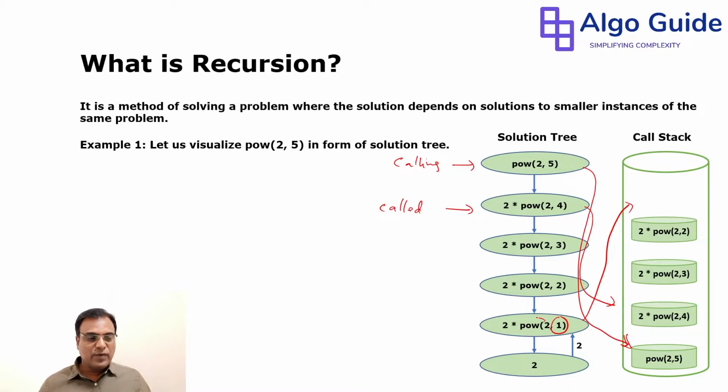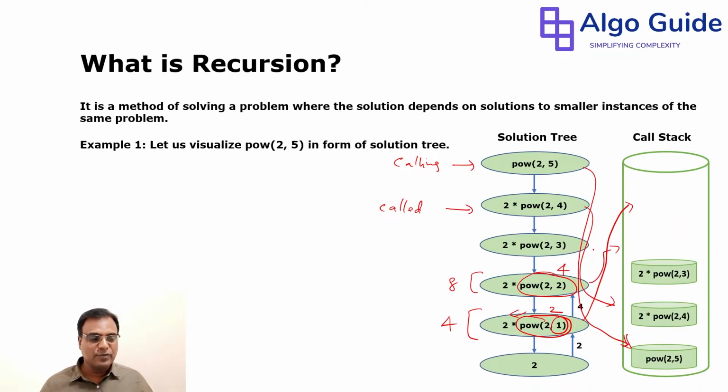And this value 2 is multiplied with this 2, and this results in the value 4. And this 4 is returned to the place where it was called. It was called here. So this would give 4 into 2, which gives the value 8. And this 8 is returned, and this is removed from the call stack.